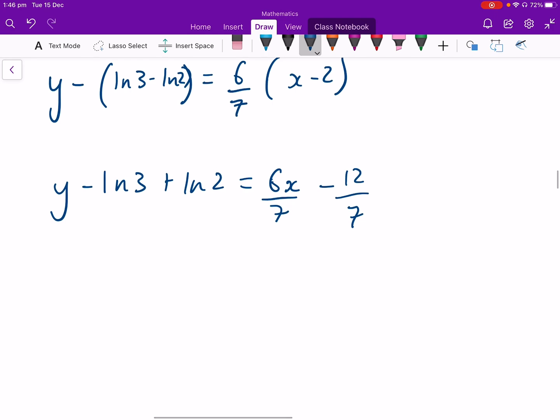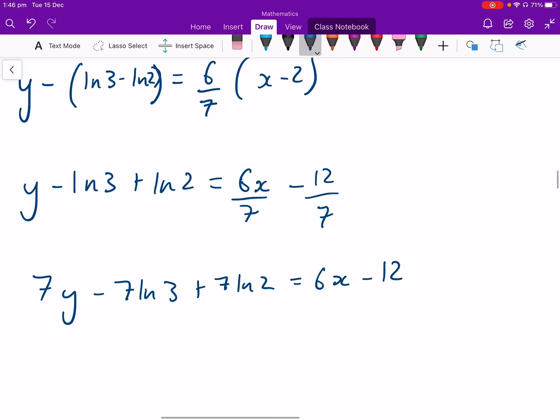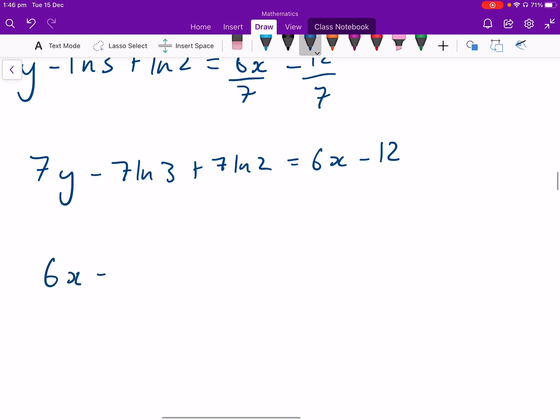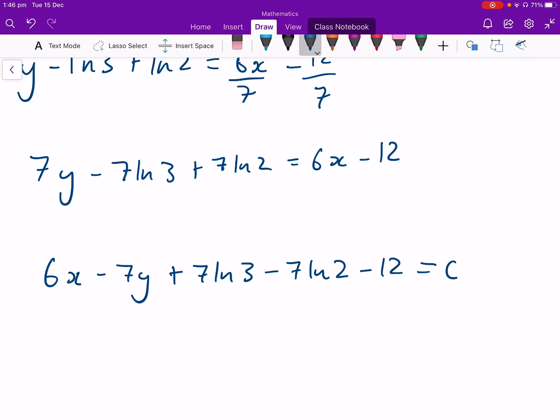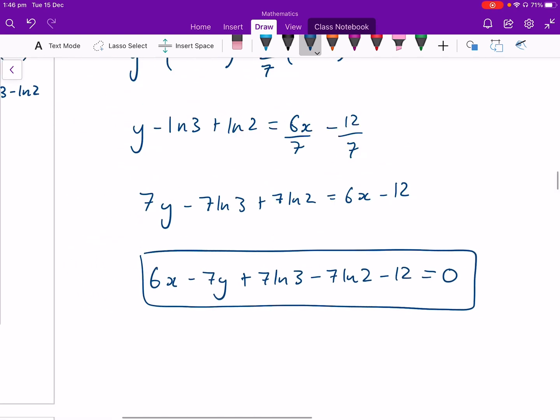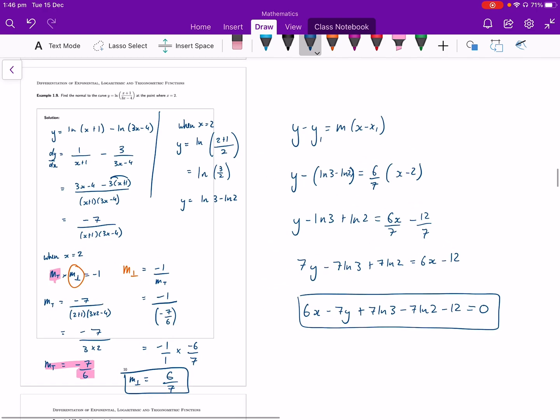so I might multiply everything by 7. I'm going to write this in general form, so I'm going to have 6x minus 7y plus 7 ln 3 minus 7 ln 2 minus 12 equal to 0. So there we go. We have our equation of the normal at x equals 2.